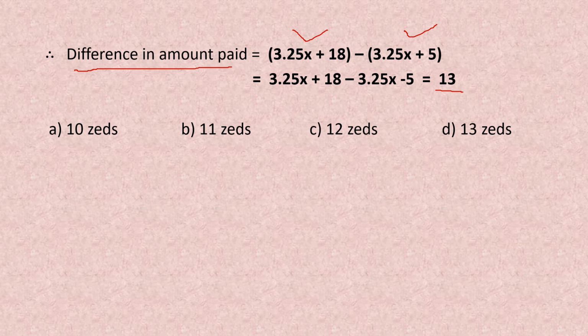Now we will see the options. Option A 10 Zs, option B 11 Zs, option C 12 Zs and option D 13 Zs. So D option is the correct option.